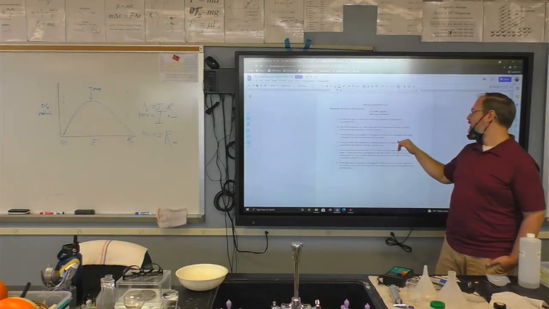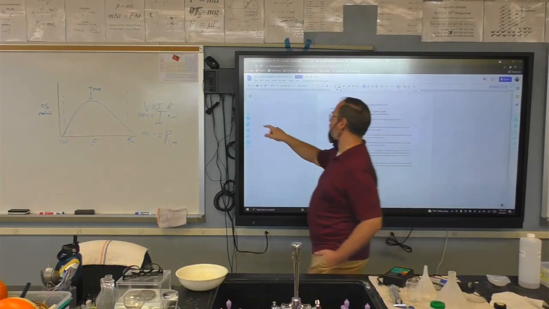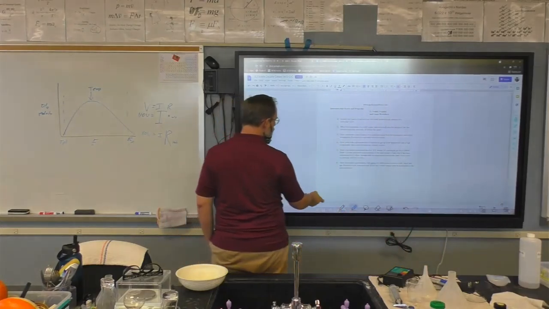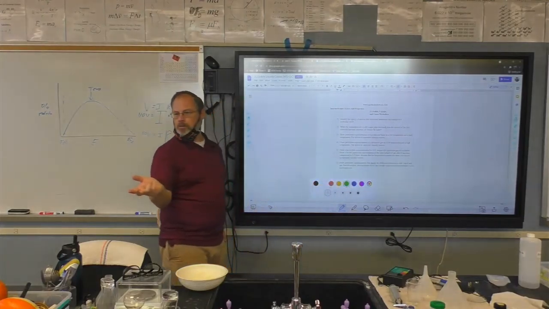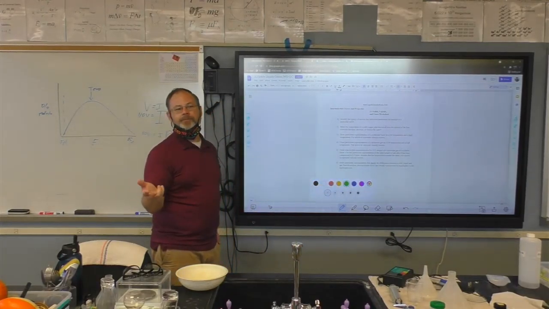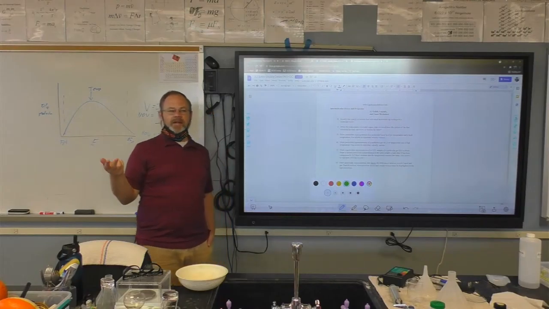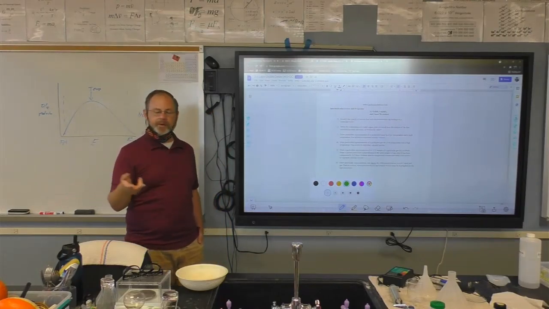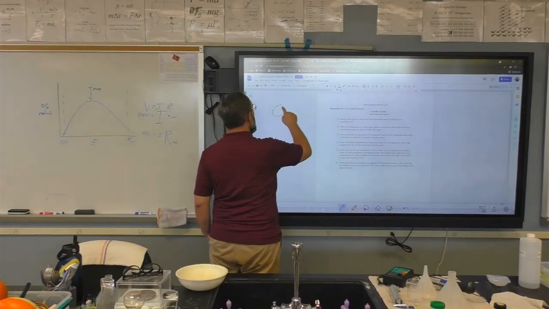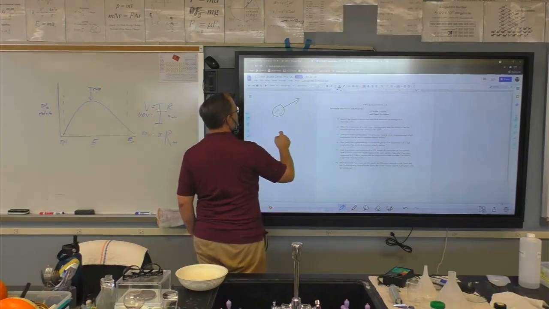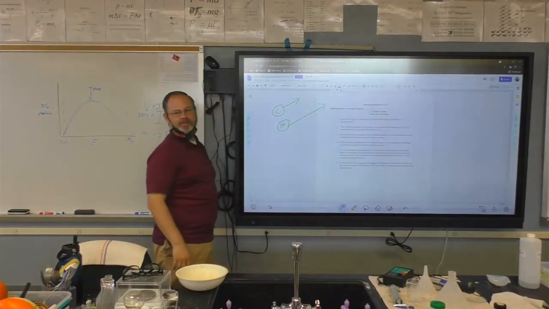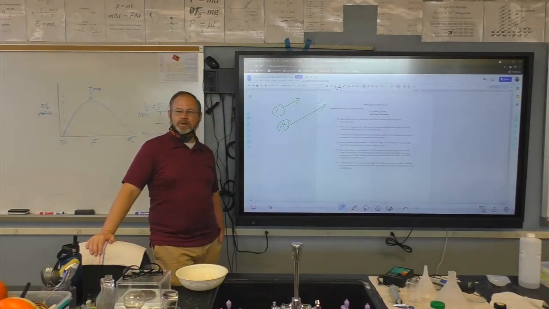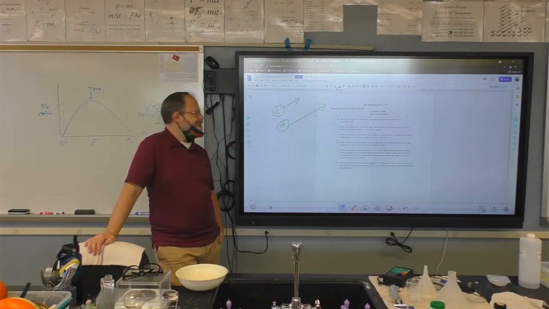Okay, and it says velocity vectors. I haven't seen velocity vectors on the AP test, but if you do velocity vectors, you know what velocity means, right? It's speed with a direction. So a low temperature might look like that, and a high temperature might look like that. That's all you have to do for velocity vectors. A longer vector means a faster molecule.